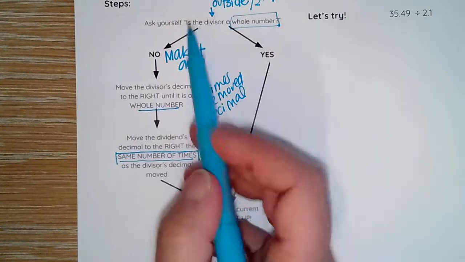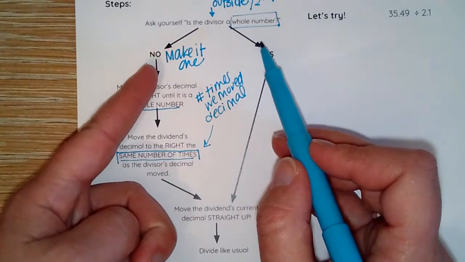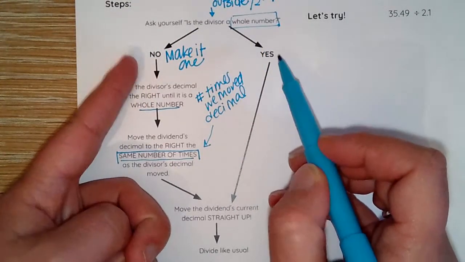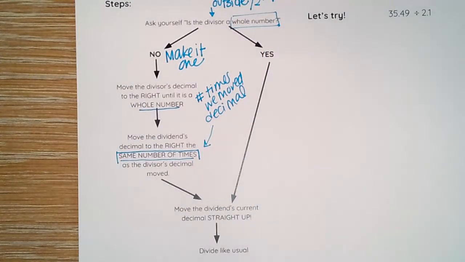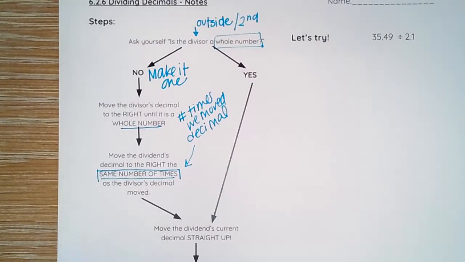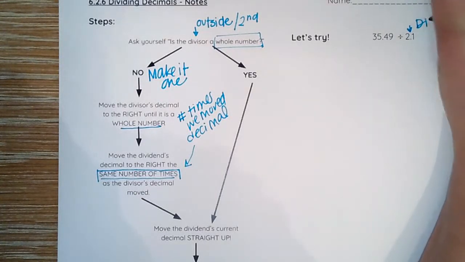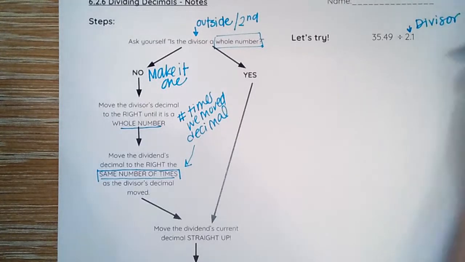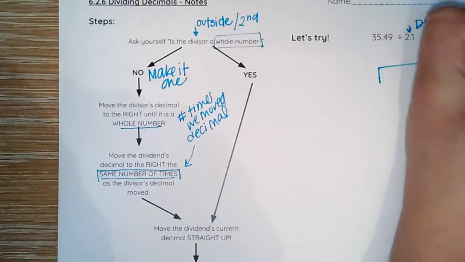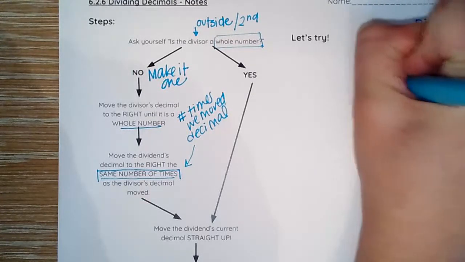Okay, so you ask yourself every time you see dividing decimals, is the divisor a whole number? Yes or no? And then you follow that path. So let's give it a try here. We've got 35 and 49/100 divided by 2 1/10. This is your divisor, so that goes on the outside. 35 and 49/100 divided by 2 1/10.